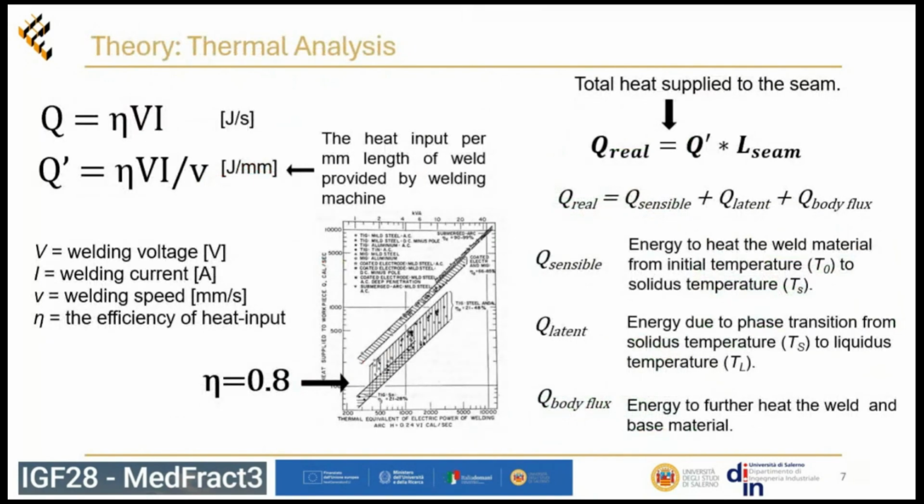First of all, for the thermal analysis, we needed to evaluate the heat input per unit of length as the product of the efficiency, depending on the welding process, in our case 0.8, and the welding voltage and welding current, divided by the welding speed. If we multiply this heat input per unit of length by the length of the bead, we obtain the total heat supplied during welding. This heat is also equal to three parts: the sensible heat, latent heat, and the body flux.